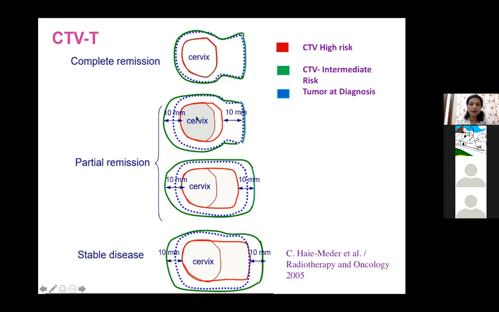In addition to that, you give a safety margin of 10 mm. So this 10 mm margin has to be given irrespective of the tumor at diagnosis. So depending on the extent of remission, you give this margin. And in case you have a stable disease, your IRCTV margins would actually be beyond your tumor at diagnosis because of the stability of the disease. So you need to give the safety margin in addition to those.